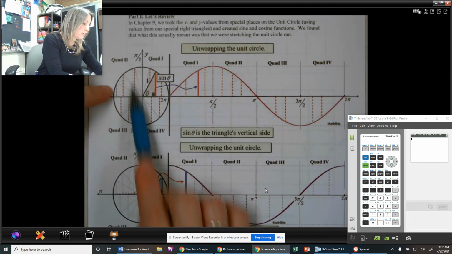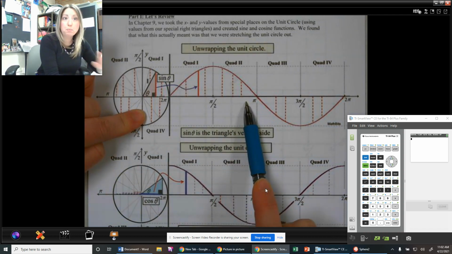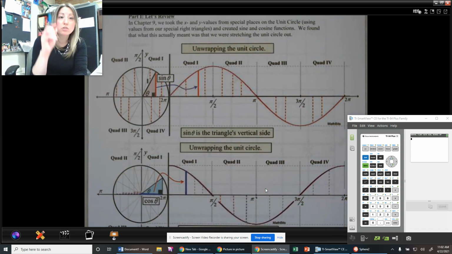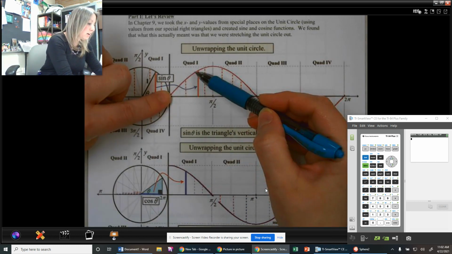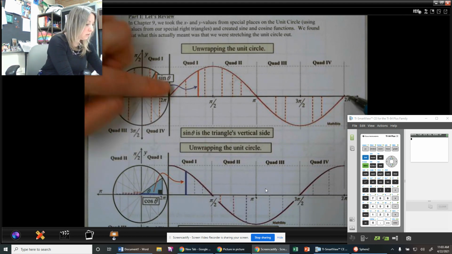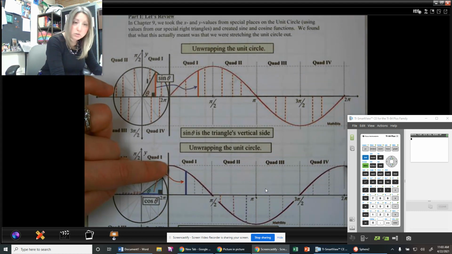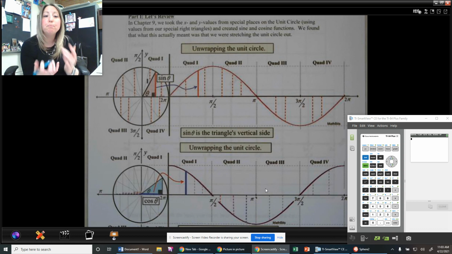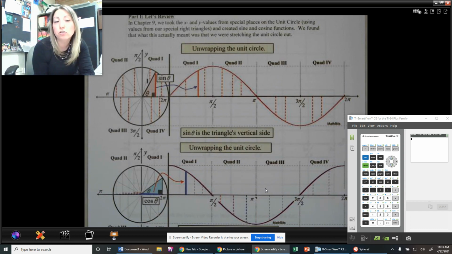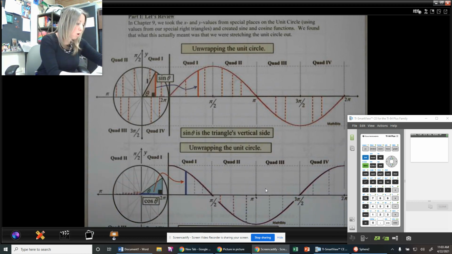So that's why all these stack up, and that's why we needed to know those special right triangle relationships to understand where we are on the circle at each of these places. This is the sine, which is our y coordinates around the unit circle. This is our cosine, which is our x coordinates around the unit circle. And that's what gives us these two functions to call our sinusoidal or trigonometric functions. Okay, that's what these are.